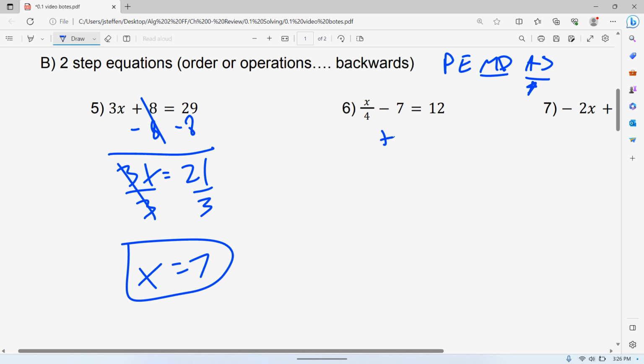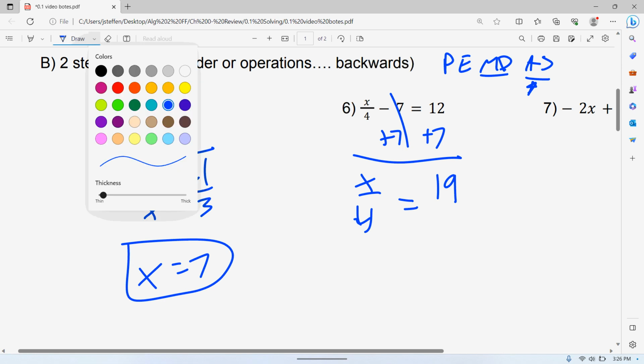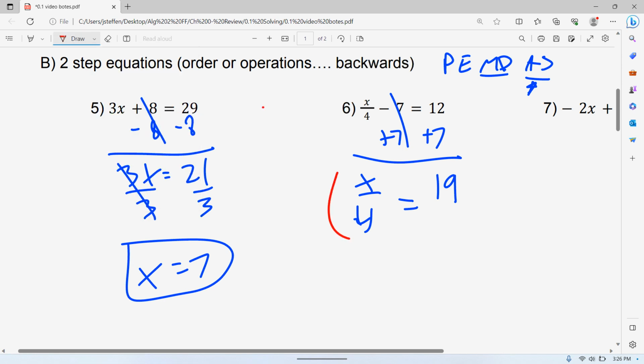Number 6, we get rid of that 7. So we add 7. Again, we have to do that first before we multiply or divide. And 7 plus 12 is 19. And then now we have x over 4, so it's divided by 4, so we multiply by 4. So that cancels. We get x is equal to 19 times 4 is 76.